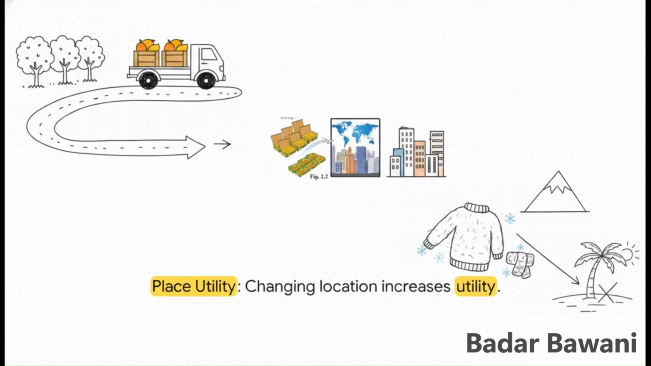Next up, we've got place utility. This happens when the utility of a commodity increases just because its location changes. Think about transportation, moving a huge shipment of mangoes from an orchard where they're abundant to a bustling urban market where people are craving them creates immense place utility. Another great example, warm woolen clothes. They hold way more utility in cold climates than they do in a tropical environment. Simply moving the goods creates the value.